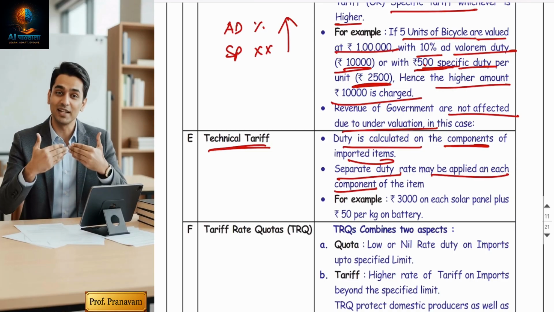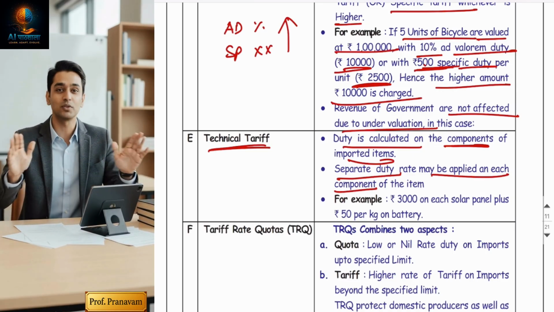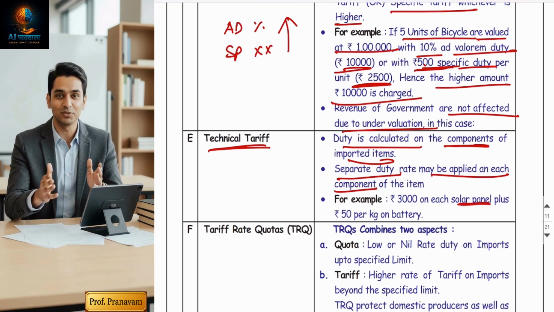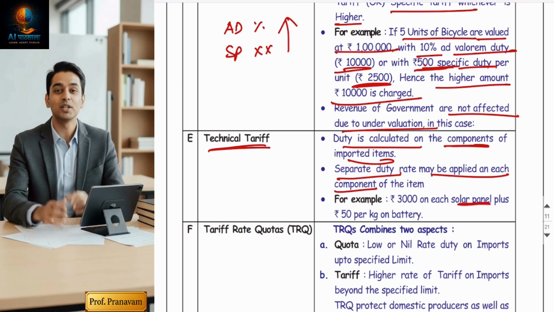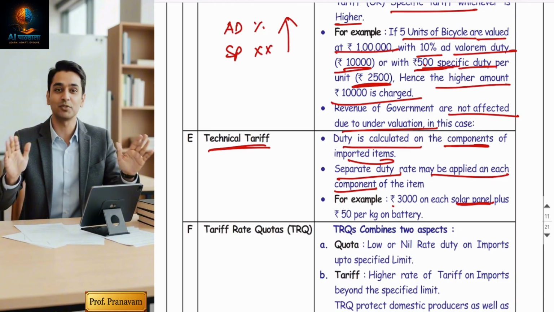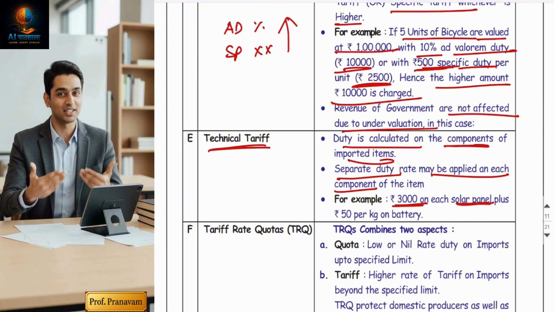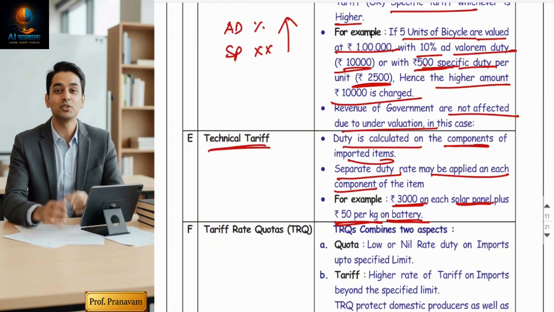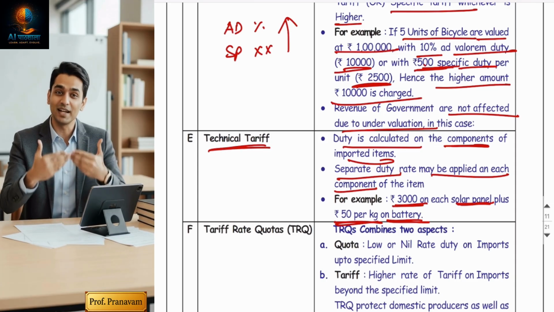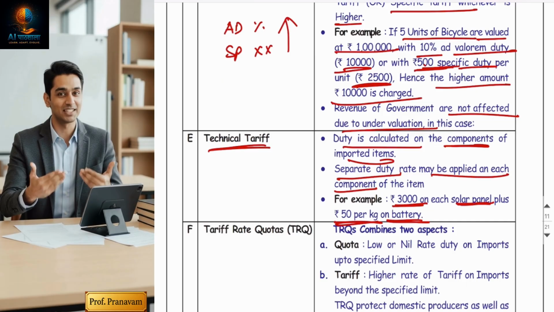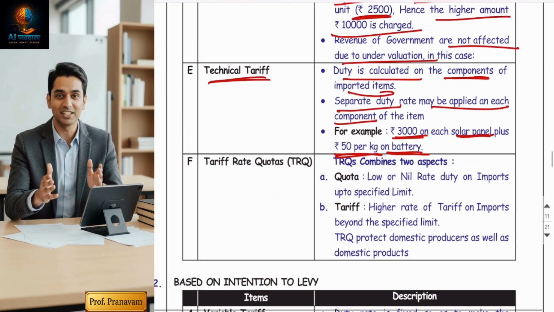Let's take an example. Suppose you are importing a solar panel with a battery. The solar panel and battery are treated as the same goods because both are needed together for the product to be used. But on the solar panel, the government may charge you 3,000 rupees duty, and the battery can be charged at 50 rupees per kg. So on the battery a different charge, and on the solar panel a different import duty may be charged. This is called technical tariff.